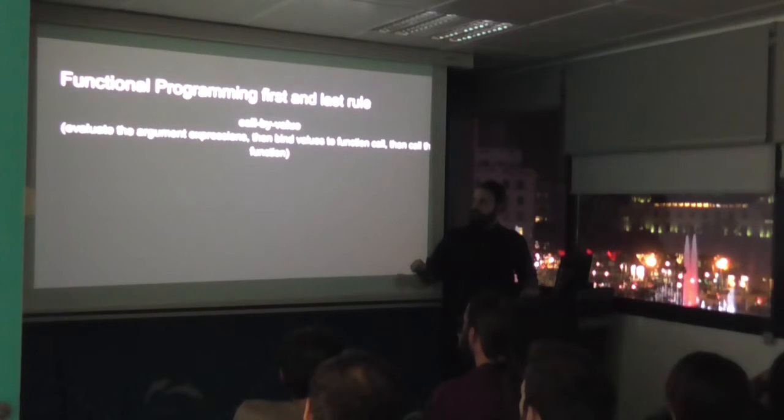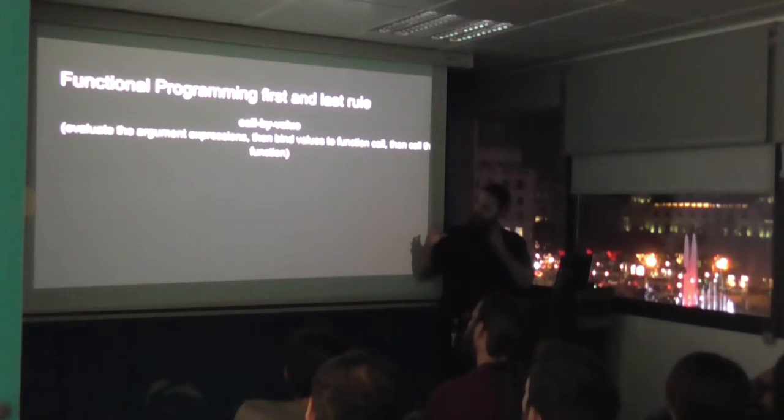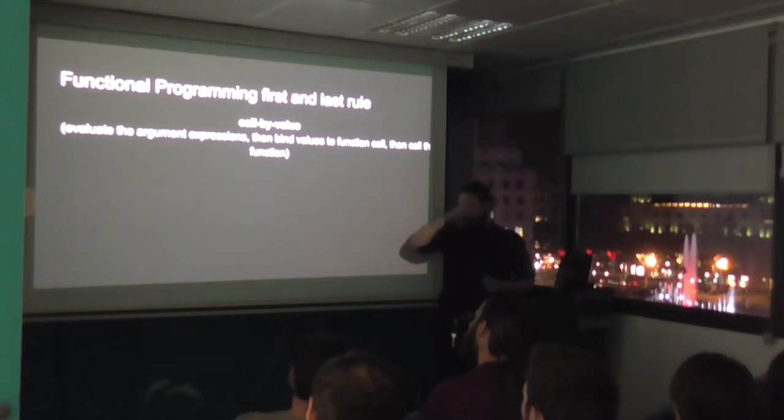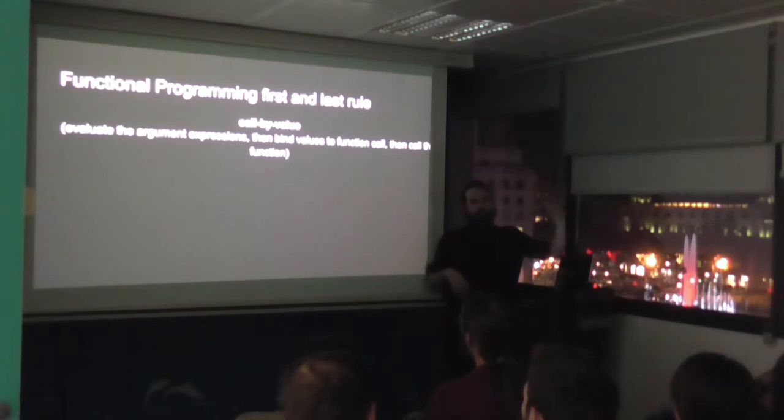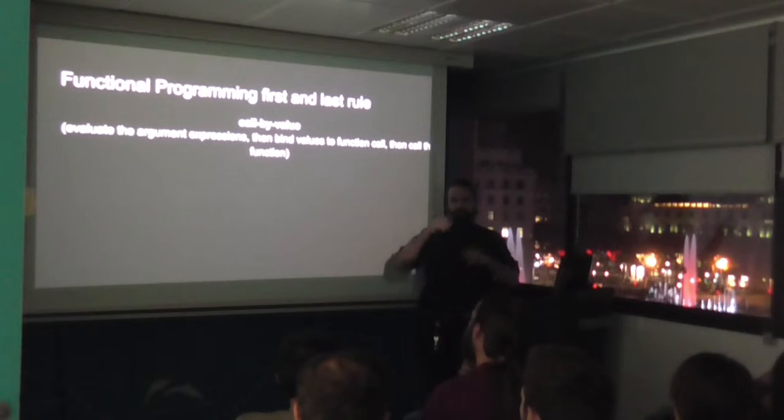So let's try to define the rule of functional programming. It doesn't matter if you don't understand this slide right now, just try to find that it is a rule that functional programming languages have to fit. There is one thing that is called call by value. What call by value means is that when you're going to call a function, you first evaluate the argument expressions and then put the evaluation inside the function arguments, and then execute the function with this replacement.